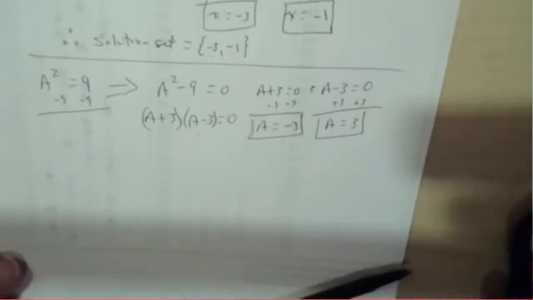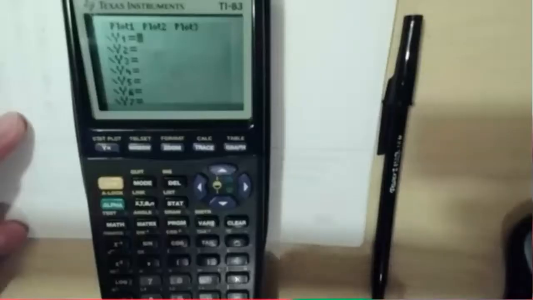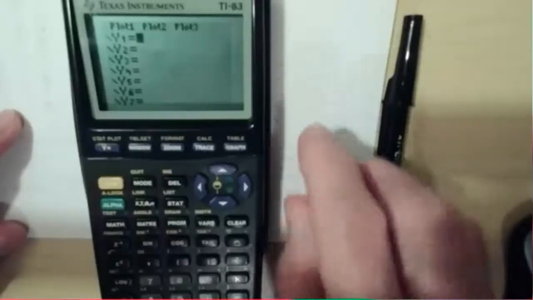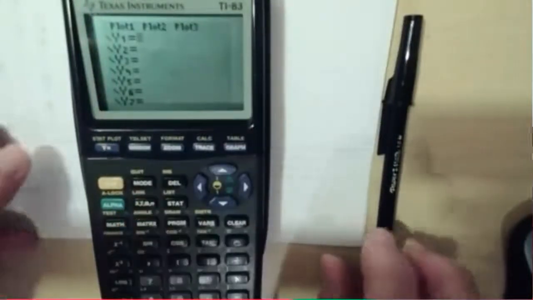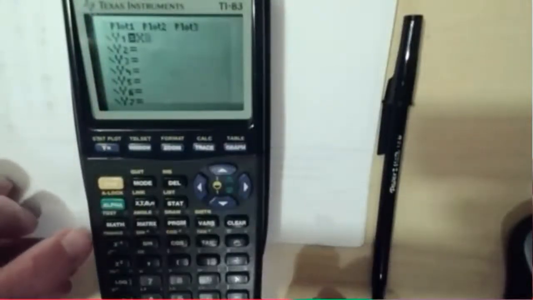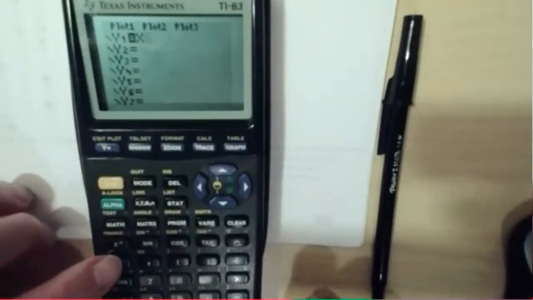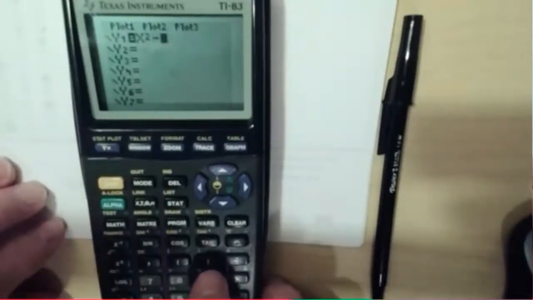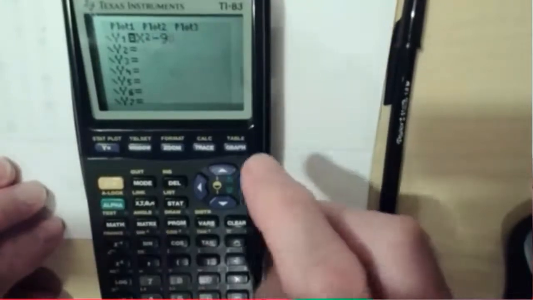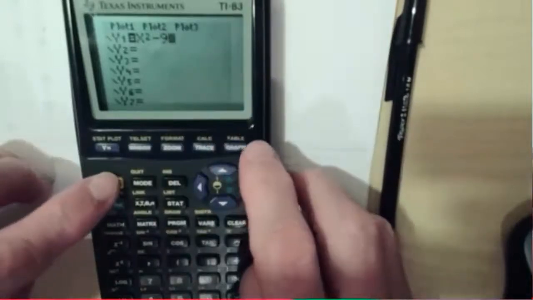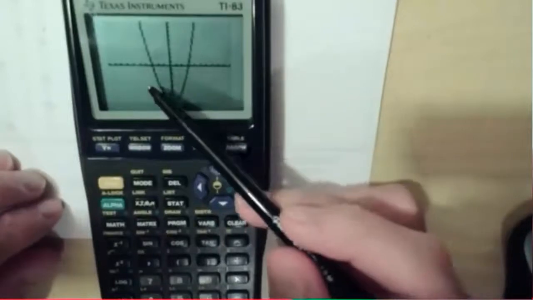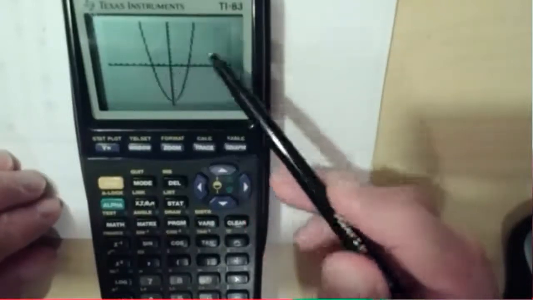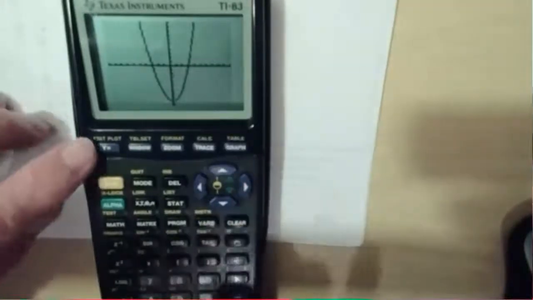Now, if you put this in the calculator, and remember, we don't use a, we use the variable x, and the squared is here, minus 9. Look and make sure you entered it right. Go to the graph, and if you'll look, it's going to go through -3 and +3. Right?